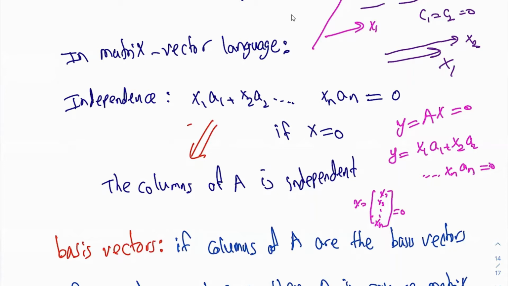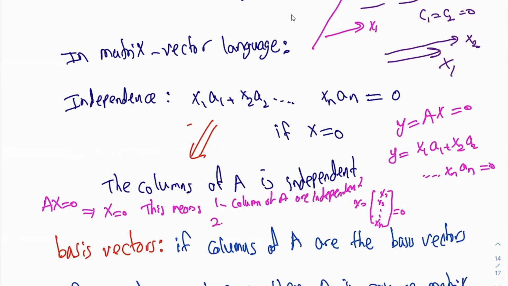Another way to look at that, if Ax equal to 0 only has a solution of x equal to 0, this means, one, the columns of A are independent, and two, A has a trivial null space, since x equal to 0 is the only vector that gives Ax equal to 0.